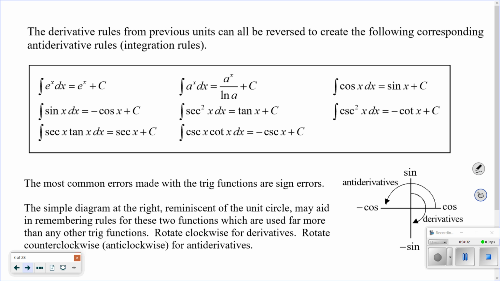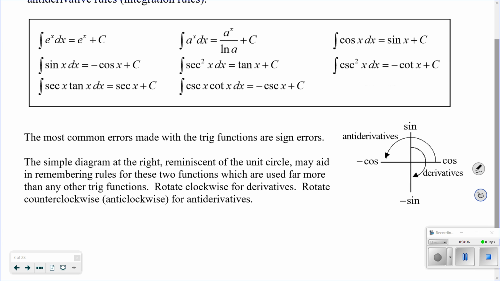One little thing the book has here that can help you remember this says, if you read down here, most common errors are made with signs. You can hopefully see that from up above. This little diagram can help you. In the corner of your assignment, in the corner of your test, you can make this diagram, and it's kind of like a unit circle.